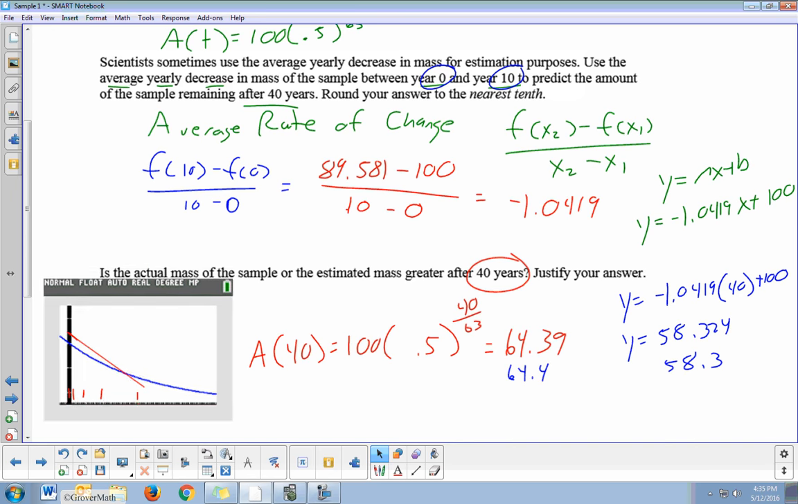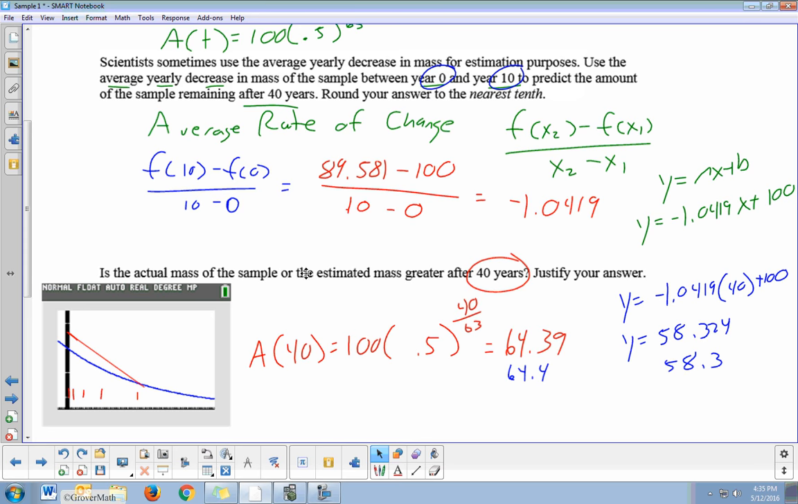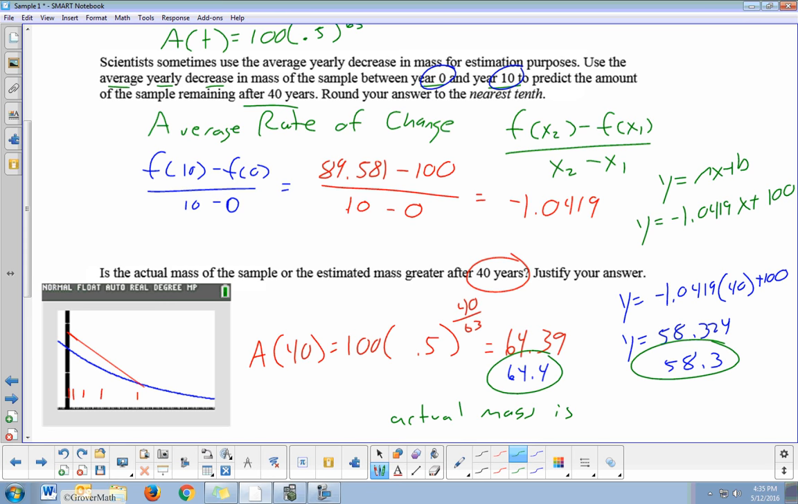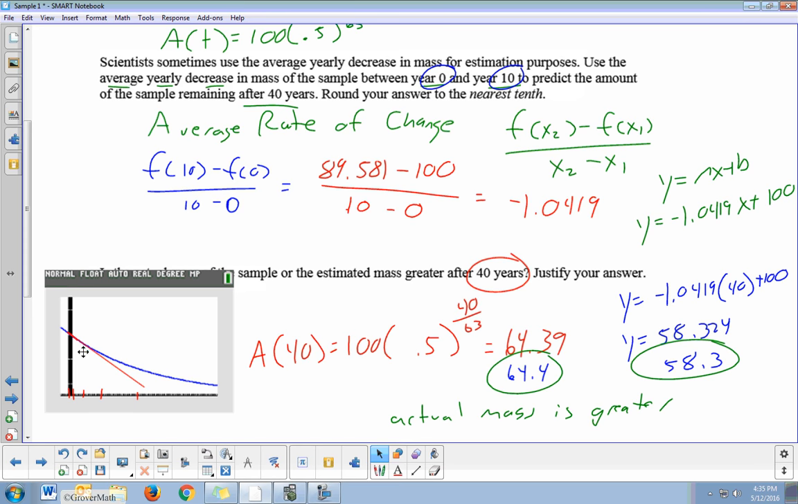So the final question. Is the actual mass of the sample or the estimated mass greater after 40 years? Well, here is our estimated mass, here is the actual mass, and the actual mass is greater. So the actual mass is greater than if you were to estimate it based on the slope from 0 to 10, because like we said, the slope from 0 to 10 doesn't continue. It keeps decreasing, but the rate of decrease slows down over time.